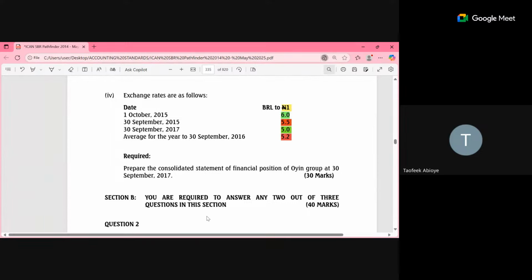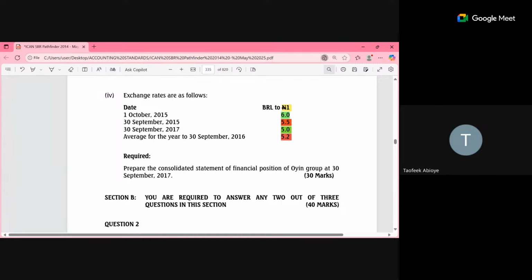Now, the question you ask yourself, for this one that has 1 beside it, is it functional currency or foreign currency? If you look at this question, it is functional currency because the parent company currency is Naira, right? So the standard says, if the functional currency is expressed in 1 unit, please divide.